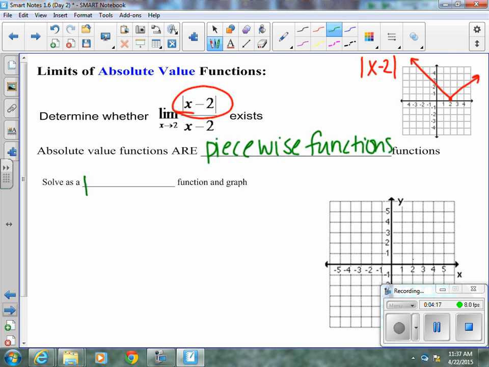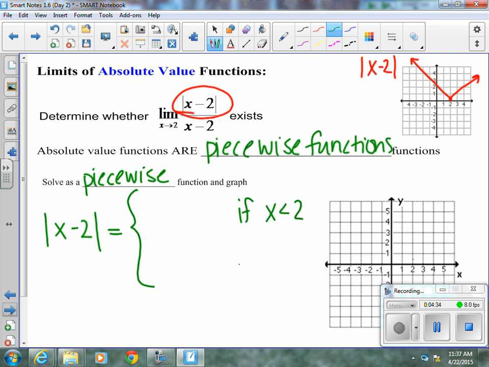Solve as a piecewise function, just like we did before, and graph it. So let's talk about this. The absolute value of x minus 2 really is a piecewise function. It looks like one function when x is less than 2, and another function when x is greater than 2. Because they're equal at that point, it doesn't really matter where we put the equal to bar. Just don't put both, or it is no longer a function. It would not pass the vertical line test.